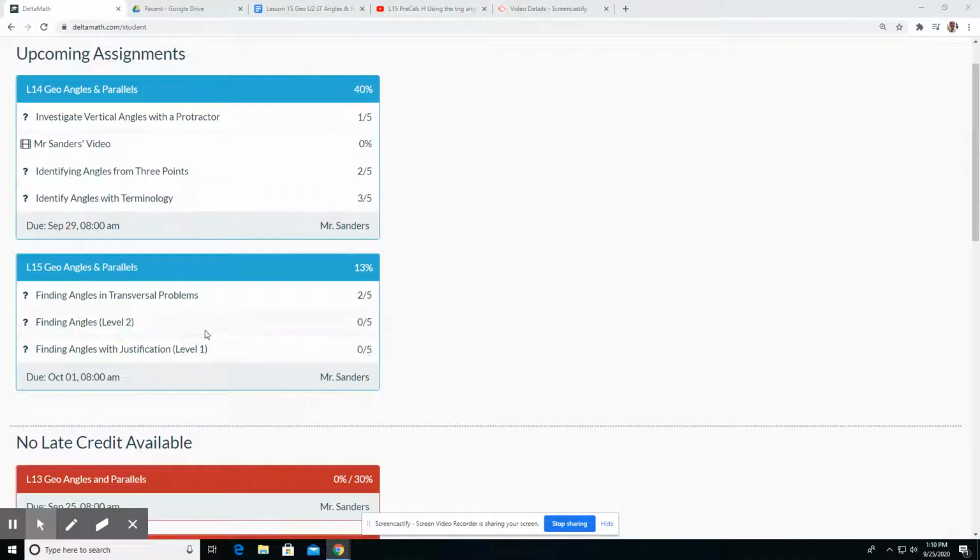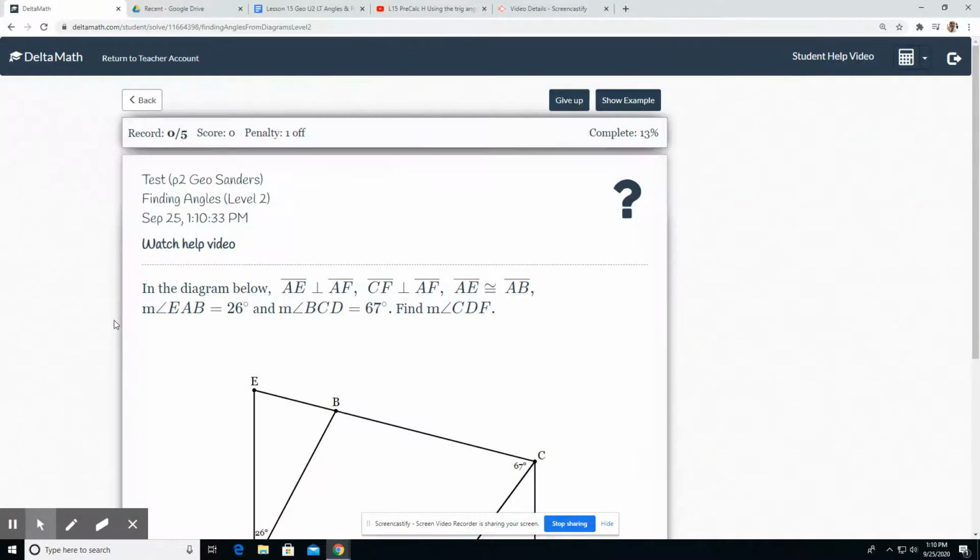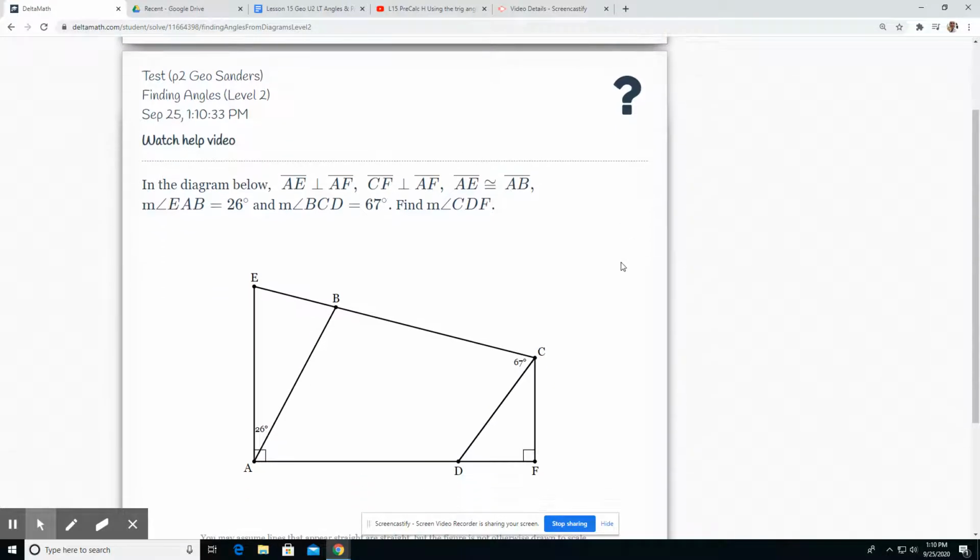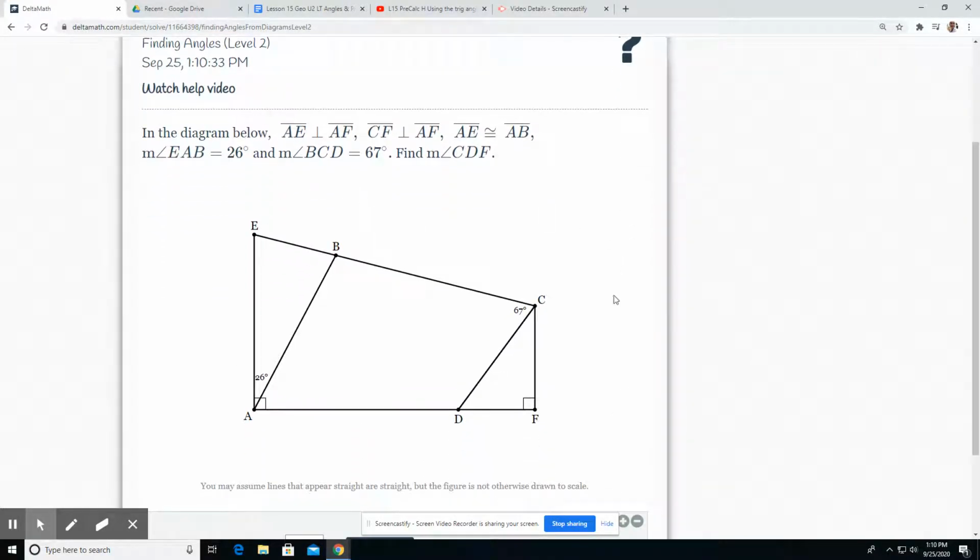Next, let's go ahead and find angles, level 2. Once again, it's really important that we label everything on our diagram. That way we're not trying to do this stuff in our head. Okay, so AE is perpendicular to AF. AE, this segment right here, is perpendicular to AF. They've already marked it as perpendicular. Okay, that's fine, check.